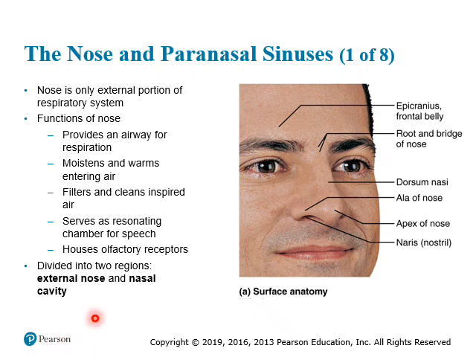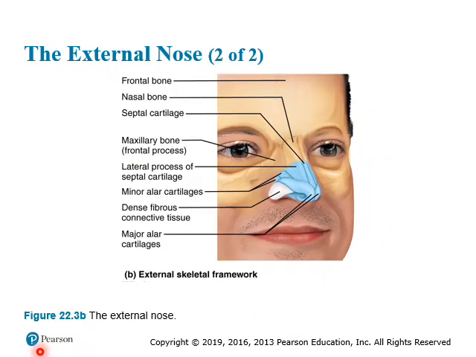And the nose is divided into two regions, the external nose and the nasal cavity. And here you can see part of the nose where the skin has been removed, and you can see the bones and the cartilages that make up the shape of the nose.